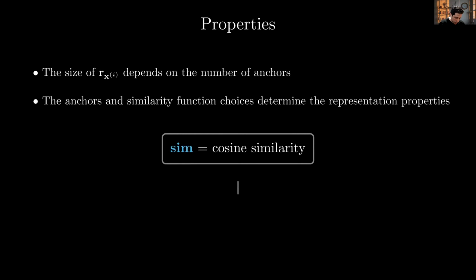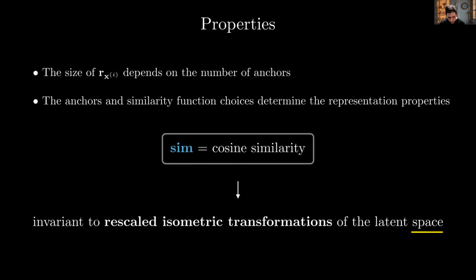What does it mean? Basically, we say that we are invariant to rescaled isometric transformation, but this is a consequence of the similarity function that we choose. So we choose the cosine similarity, and this function induces a property to be invariant to this type of transformation. If you choose another similarity function, you will have another property, another invariance in the representation that in another setting could be more useful.